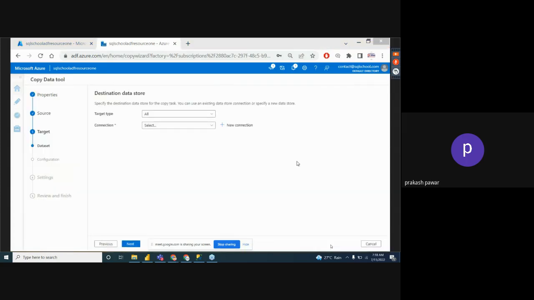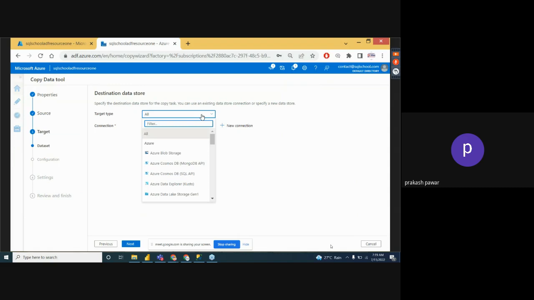Hope you are writing your observation notes as usual. Earlier we have linked service. Now it is data set. Remember that. Destination. What is destination? Remember the other day we created SQL pool, right? You remember that? SQL pool.